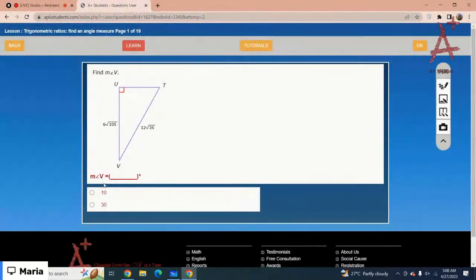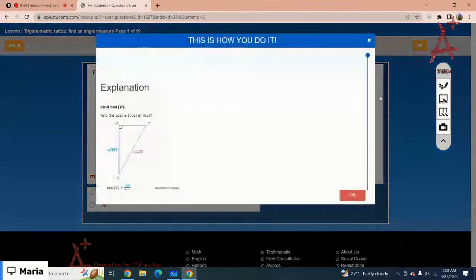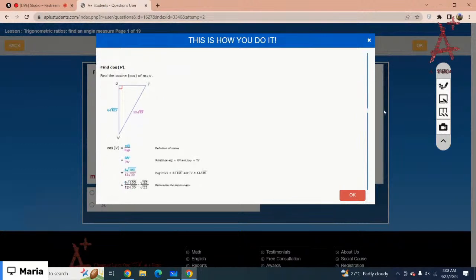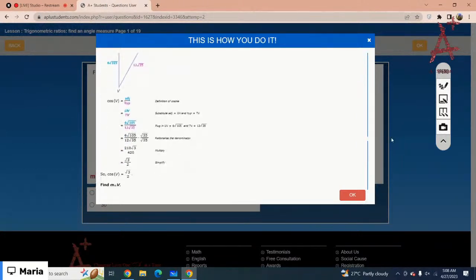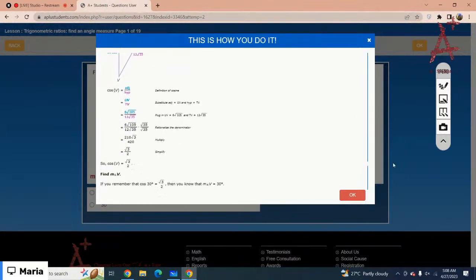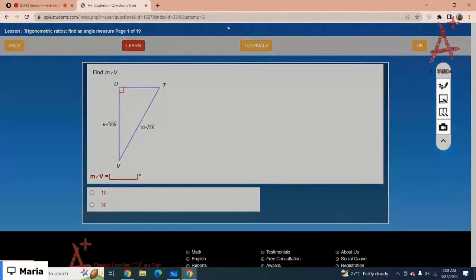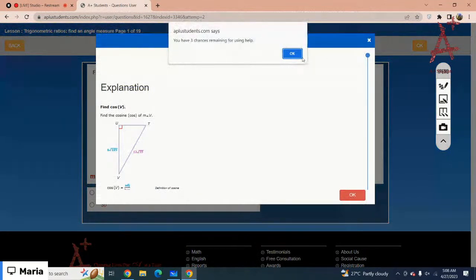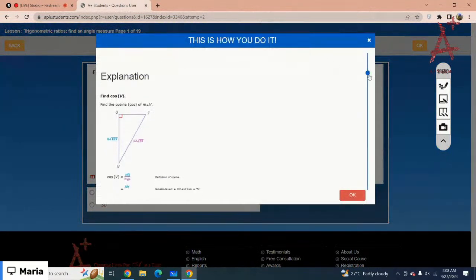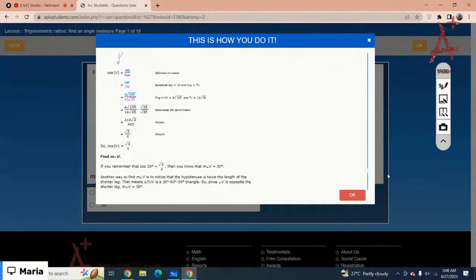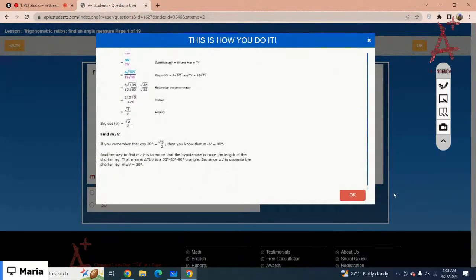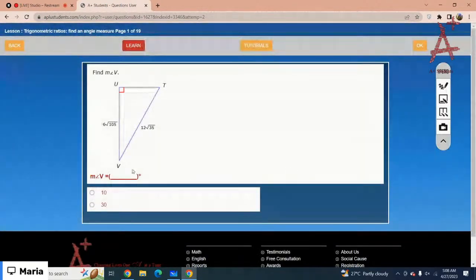Let me see how. Yes, that would be square root 3 over 2. Got it? But how here you have 10? Oh, you have to calculate the angle.